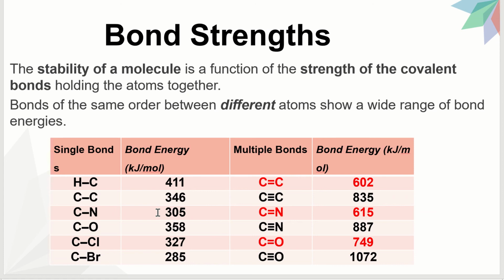There are obvious differences there, and so we can therefore say that the triple bond is definitely greater than the double, which is definitely greater than the single bond, right? So again, the stability of a molecule is a function of the strength of the covalent bonds, and we can see here that the triple bond is much stronger than the single bond based on the bond energy.